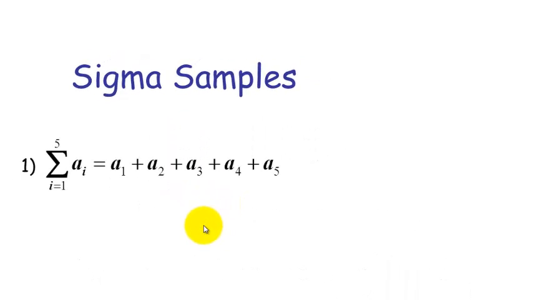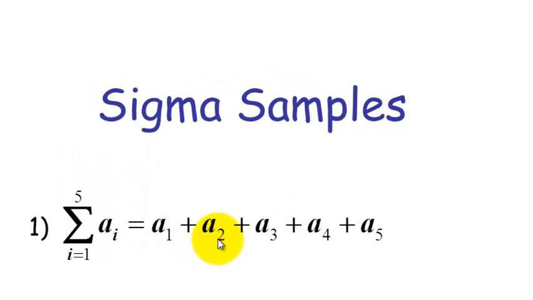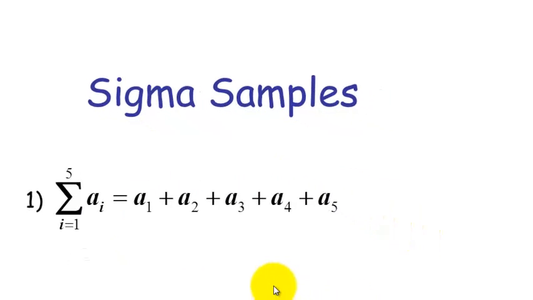Here are some examples. So I have the summation of a subscript i, where i ranges from 1 to 5. We just have to replace i by 1, and then by 2, by 3, by 4, and then by 5, and then we have to add everything up.